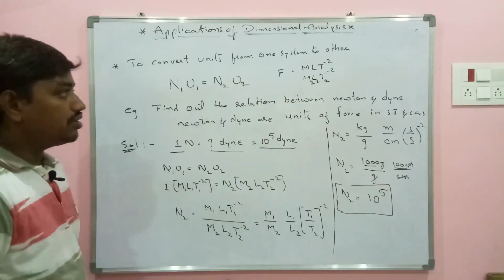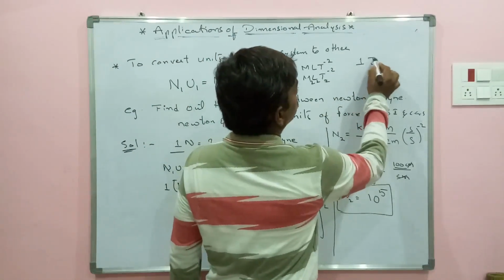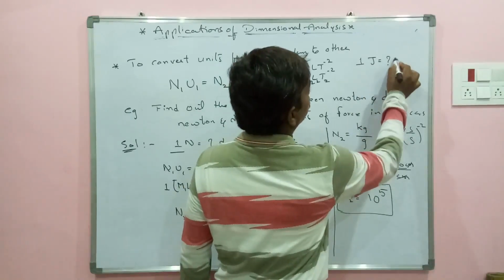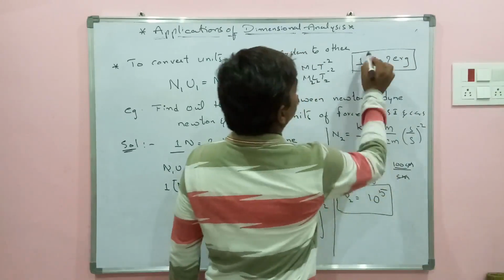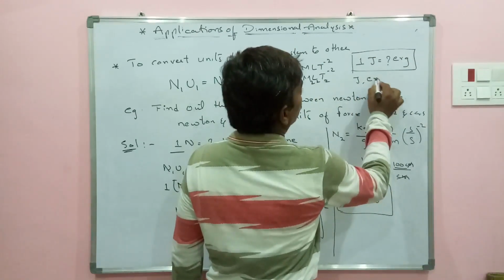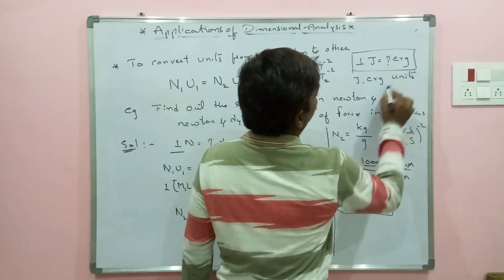Using the same relation, try to find out 1 joule is equal to how many erg, where joule and erg are units of energy.